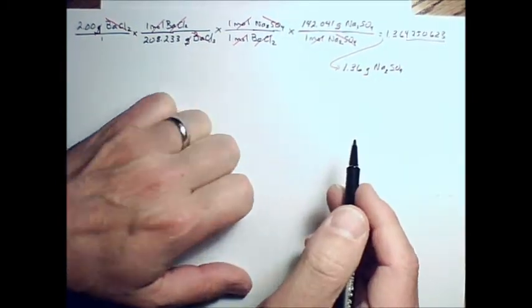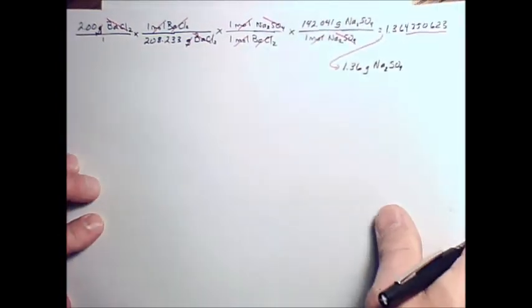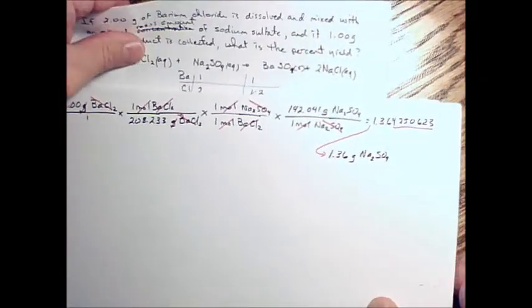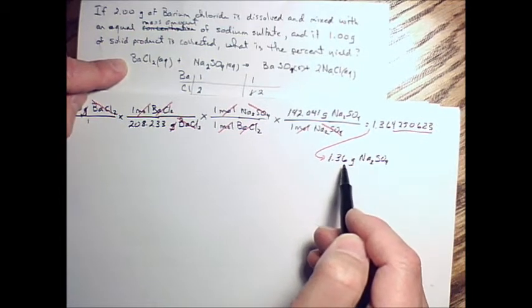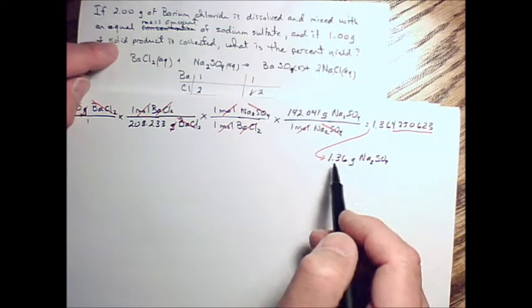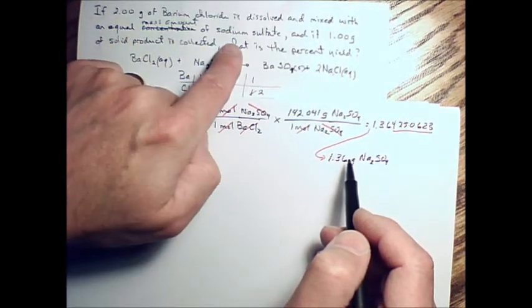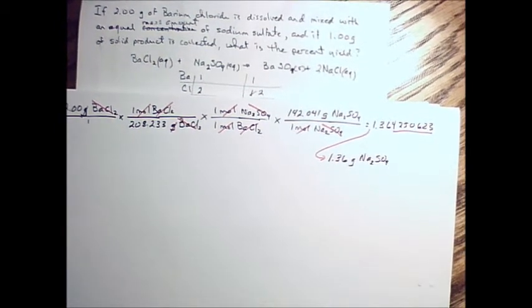Now, this number is theoretical. You might say it's not real, but it tells us how much sodium sulfate I need to completely react with barium chloride. And as you can see, I need a lot less than I actually have. So what this tells me by doing this calculation is I'm going to have sodium sulfate left over. The barium chloride is going to run out first. The sodium sulfate is going to be left over. So sodium sulfate is the excess reactant, and barium chloride is the limiting reactant.